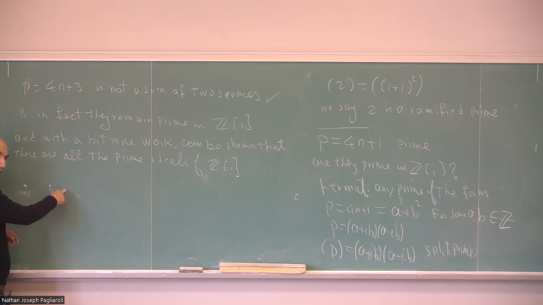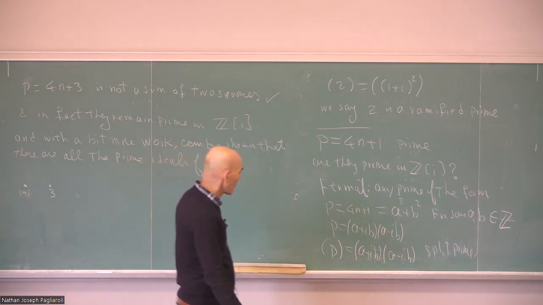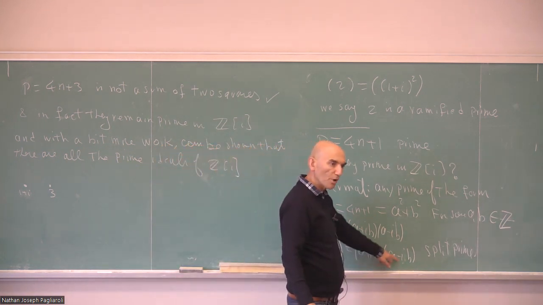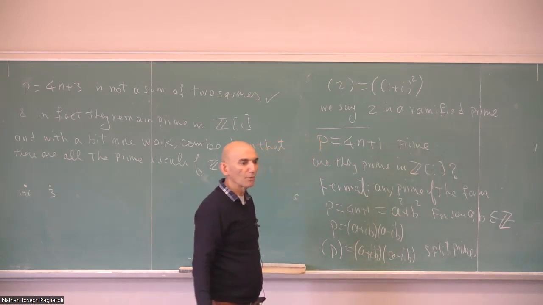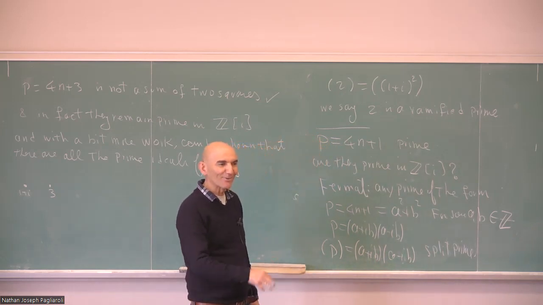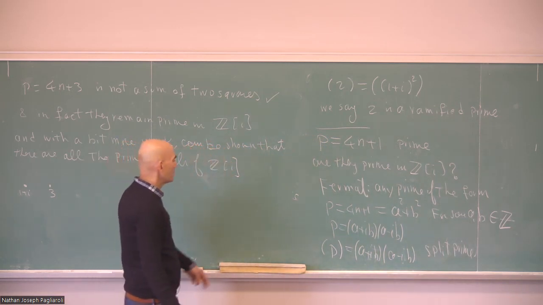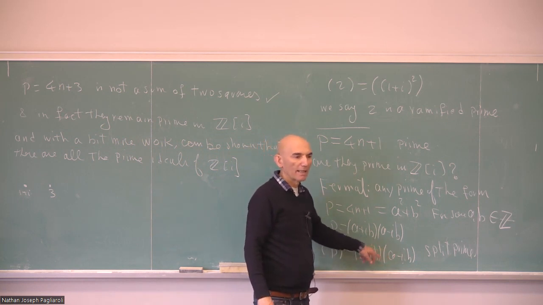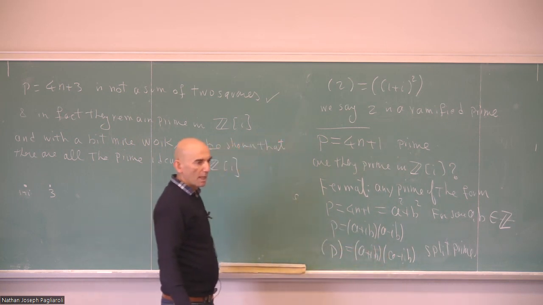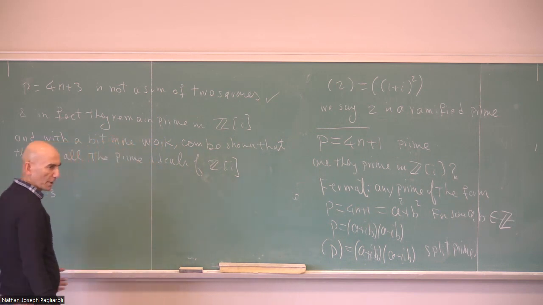5 is not a prime, but it gives us 2 primes: 2 plus i and 2 minus i. How do we know these are primes? Oh, this is easy. That was a good question, but my answer is even better. Use the norm and the fact that this guy is a prime.